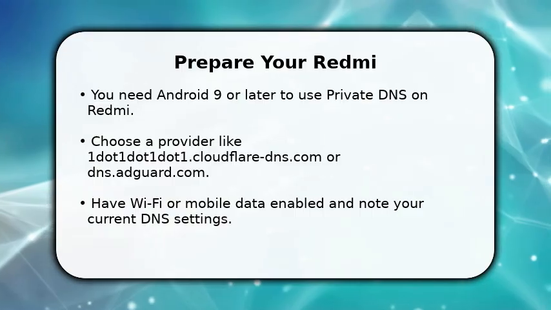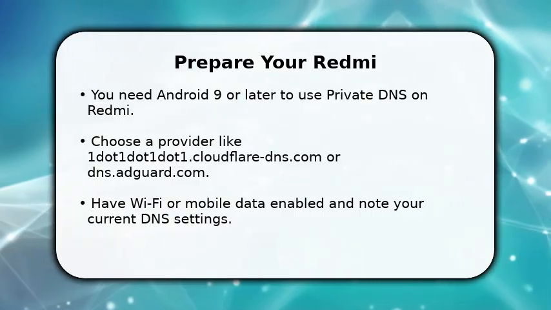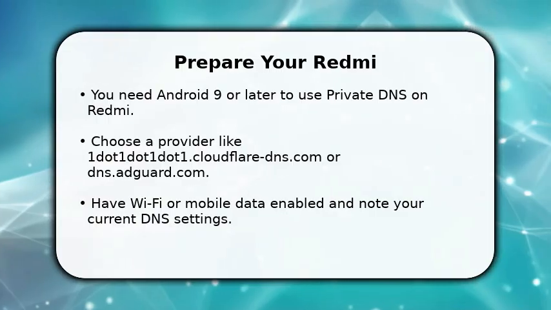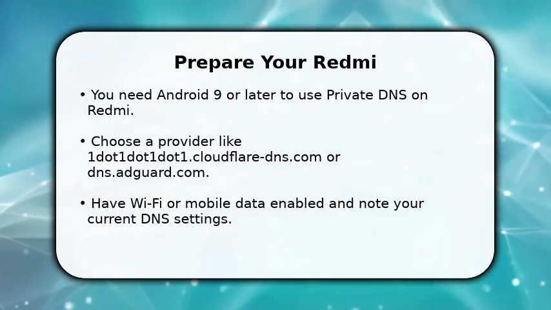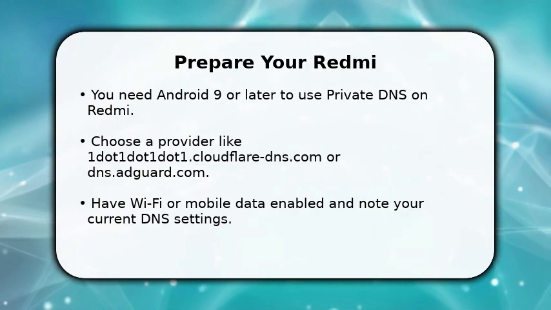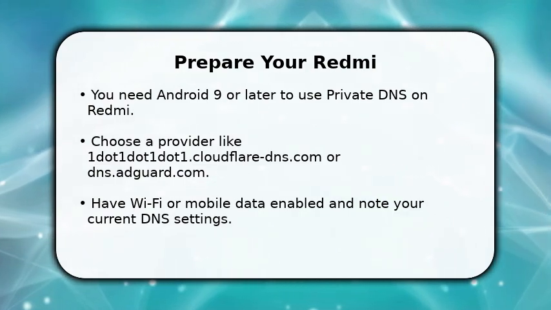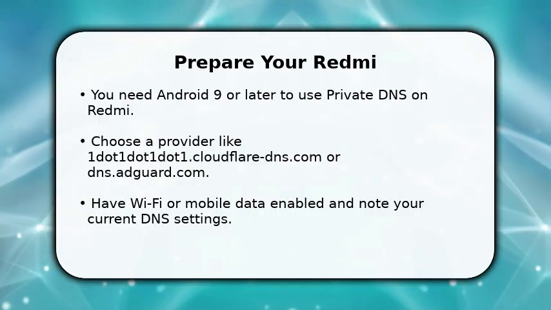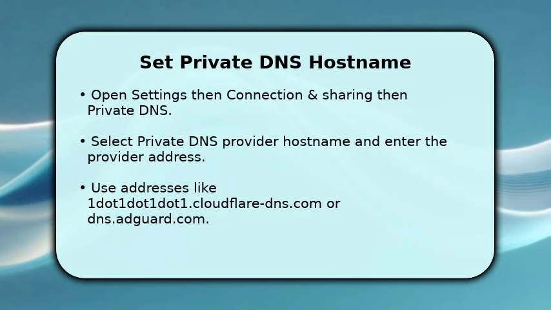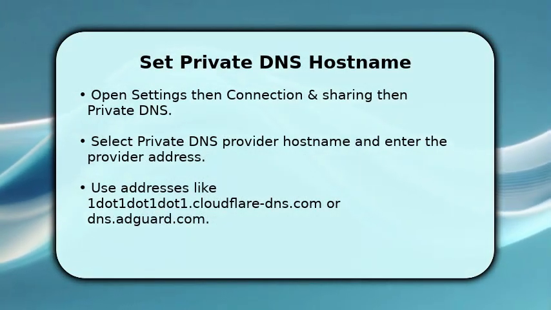Ensure you have active Wi-Fi or mobile data to validate the configuration. If you use a VPN, plan to disable it briefly. Back up any important network profiles or screenshots for easy recovery later. Having these steps ready saves time. Open Settings on your Redmi and tap Connection and sharing.